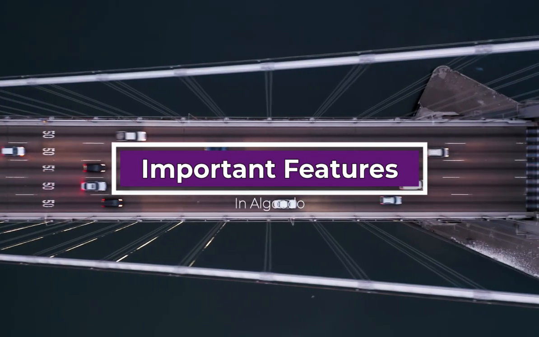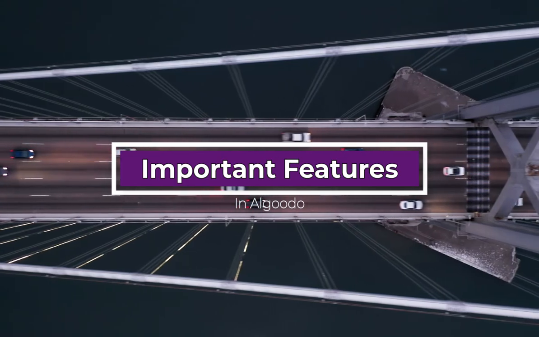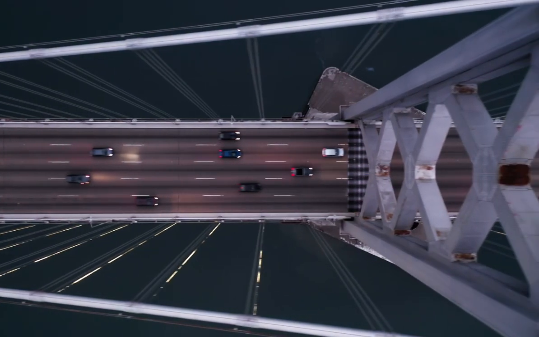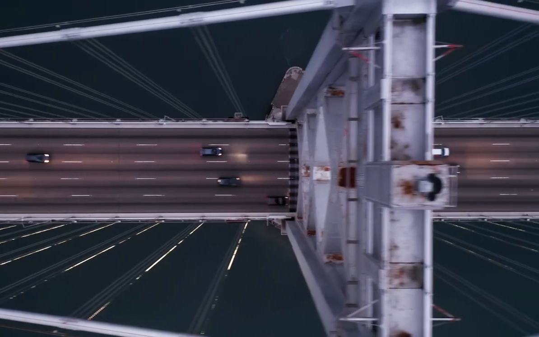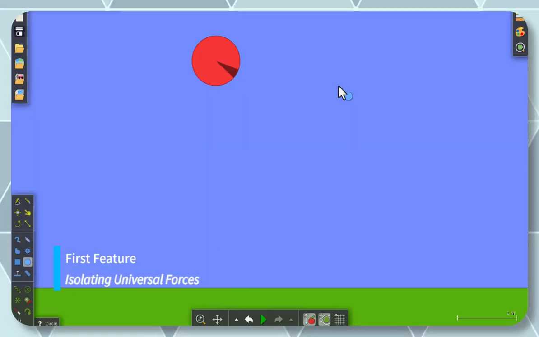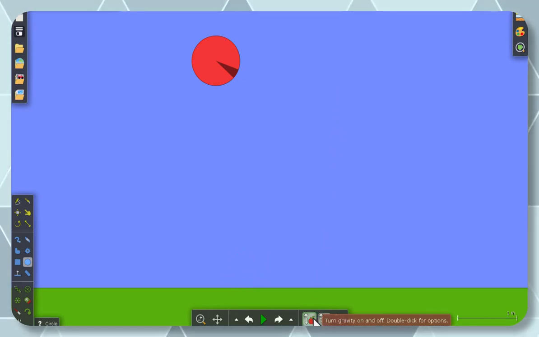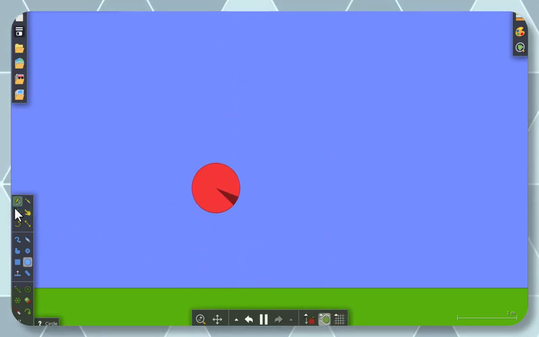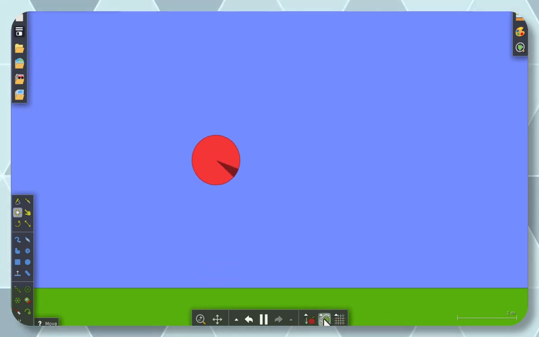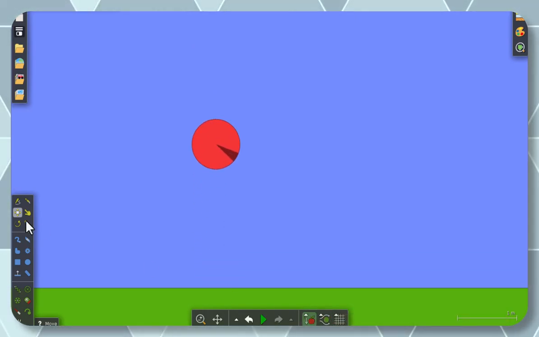Beyond just demonstrating laws, Algodoo offers many ways to enhance your physics lessons. First, we have the ability to isolate forces that are universal in our world, like gravity. Or we can even turn off air resistance to demonstrate the famous experiment of gravity where you drop a heavy object and a lighter object to show that gravity is a constant force.